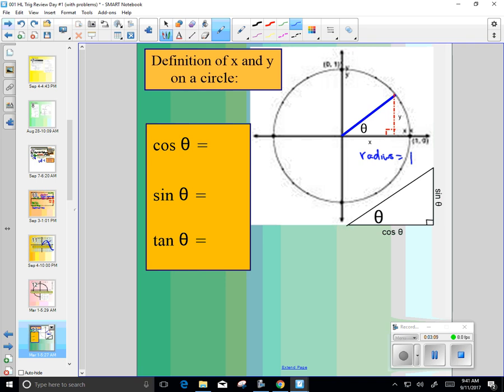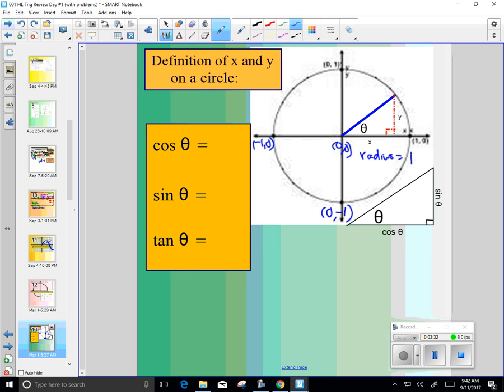Well, let's talk about points on the circle. If this is 0, 0, with a radius of 1, that point out here is going to be 1, 0. This will be negative 1, 0. This will be 0, 1. This will be 0, negative 1. All because of the convenience of radius 1.